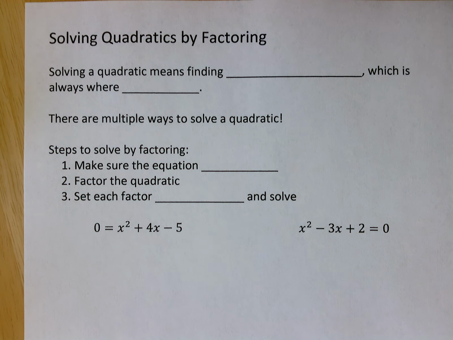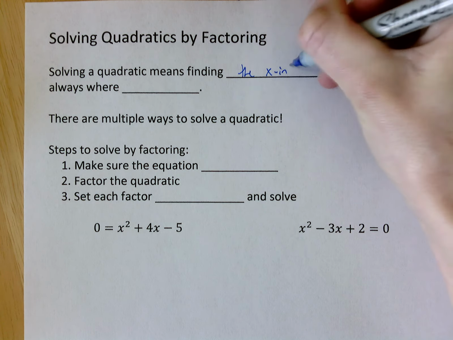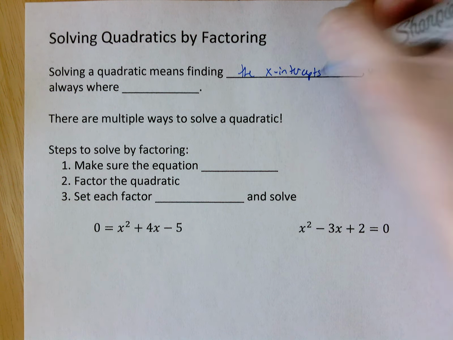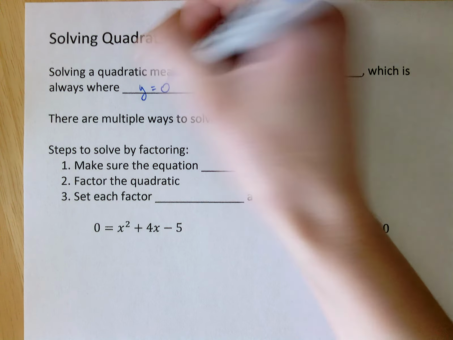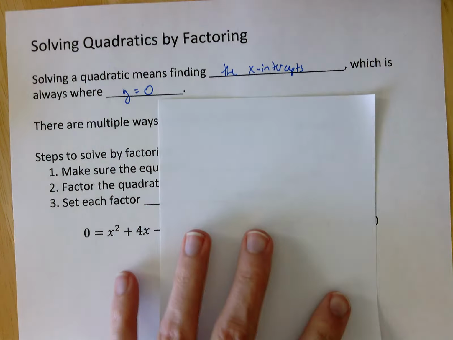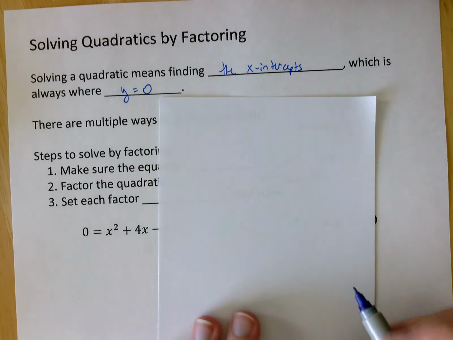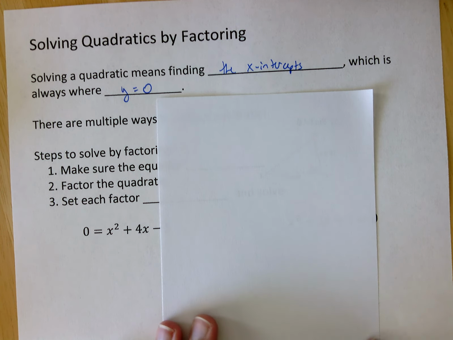Now, what does that mean, solving a quadratic? Well, solving a quadratic means finding the x-intercepts. So finding the x-intercepts, which is always where y equals 0. Okay, so let's talk about what that means and why we care. Okay, so remember, the shape of a parabola, it's that U shape, right? That's what quadratic graphs make.